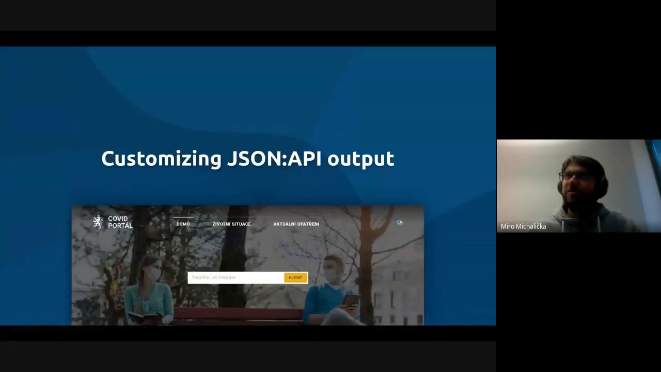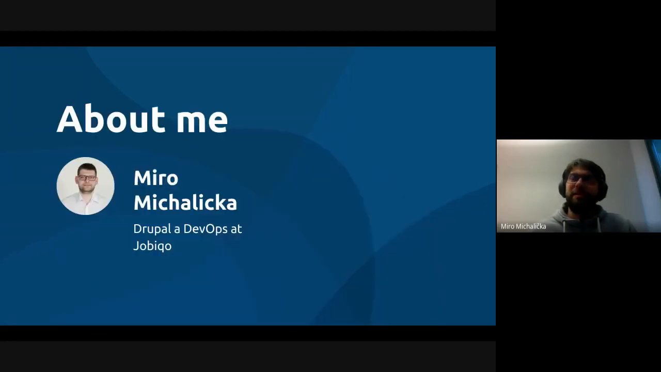So today I'm going to talk about customizing JSON API output. I used all of these techniques for the Czech COVID info web. So I'm going to talk first a little bit about architecture. My name is Miro Michalicka. I'm a Drupal and DevOps engineer at Jobiqo, and I also enjoy occasional Drupal work for our community.